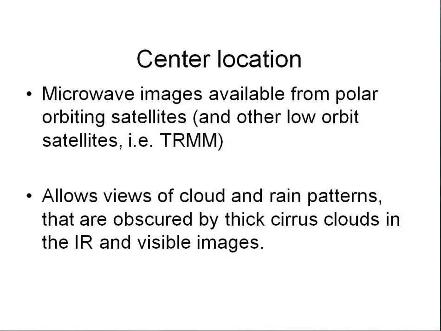Microwave images may also be useful for center location. The microwave images are available from polar orbiting satellites. They give views of cloud and rain patterns that are obscured by thick cirrus clouds or are invisible in the eye.